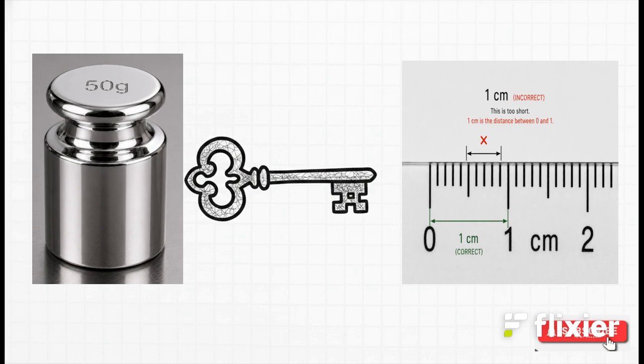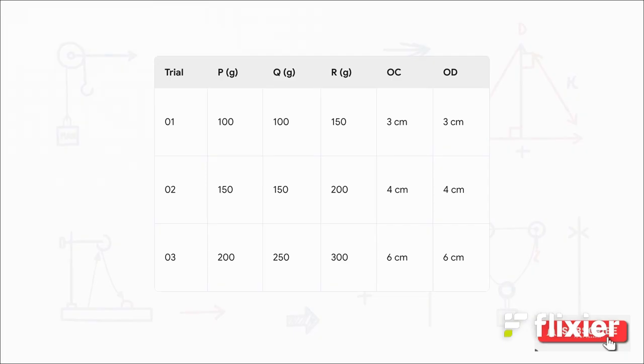1 centimeter for every 50 grams. And this table brilliantly illustrates the results of our 3 experimental trials. Just take a second to look at these numbers. We tested completely different weights for P, Q, and R in each trial, but the absolute crucial thing to zero in on is the recorded data on the right side.